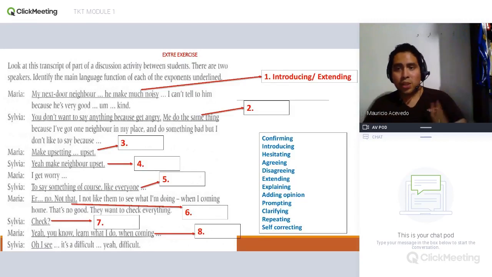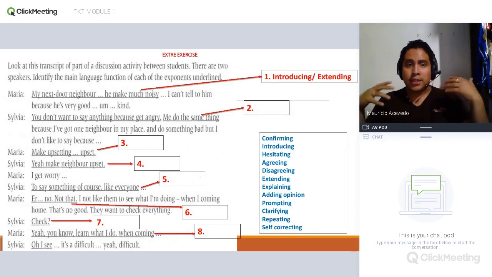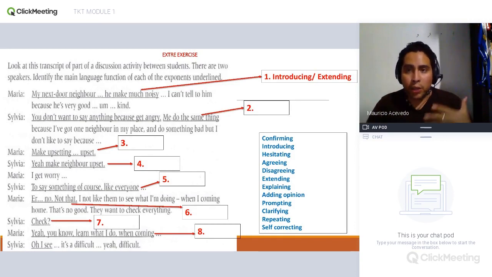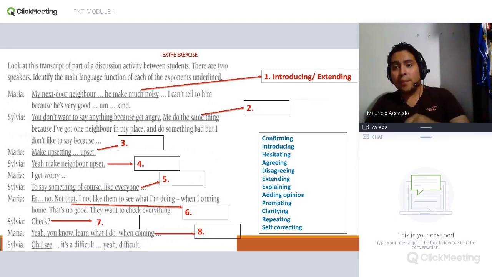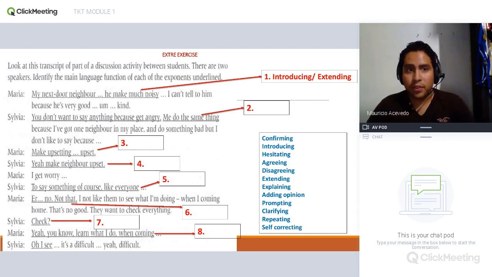Introducing, because Maria is starting the conversation, so she's giving an argument for beginning a conversation. And extending because, as you can see, before the period it says "my next door neighbor, I can talk to him." She didn't say that, but she extended. She said something that she thought was important to say, which in this case is "he make much noisy." Okay, so that's how it is.